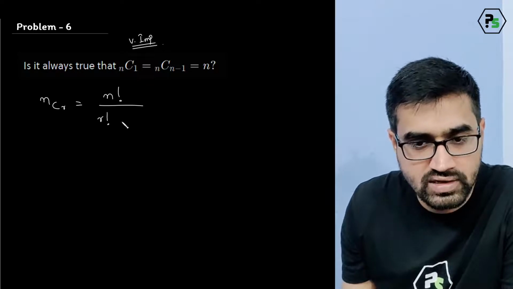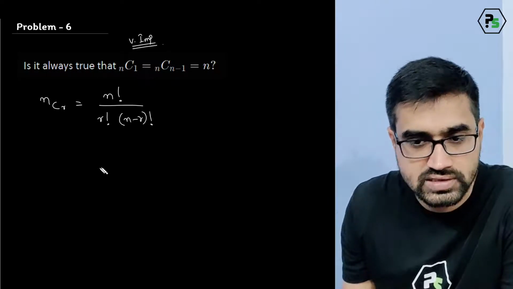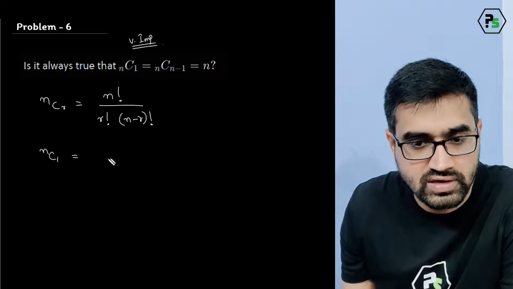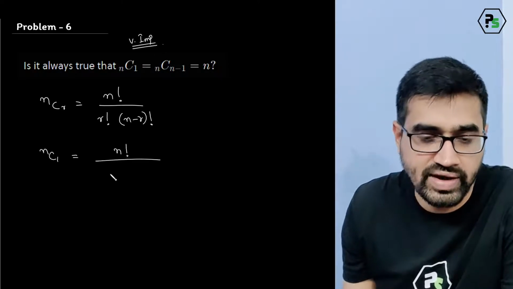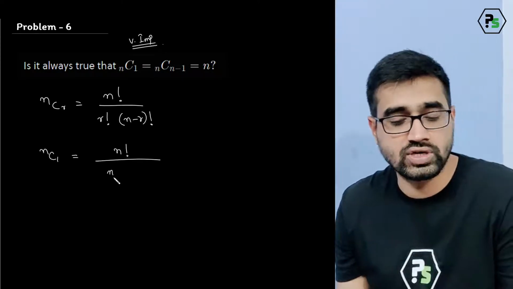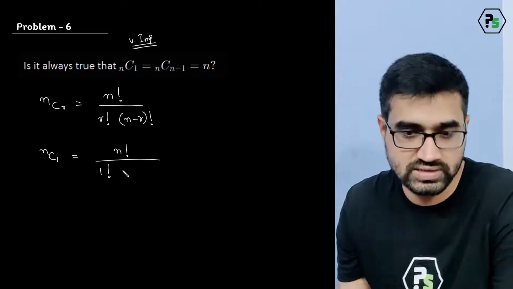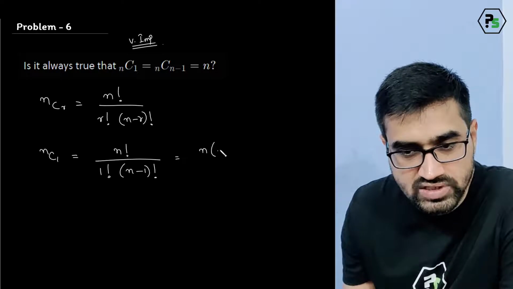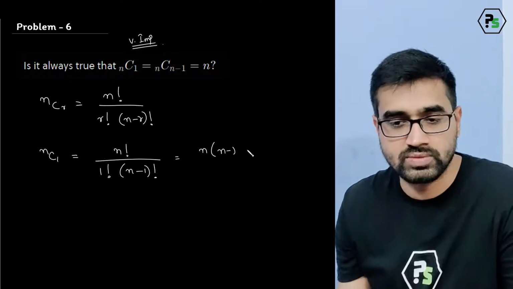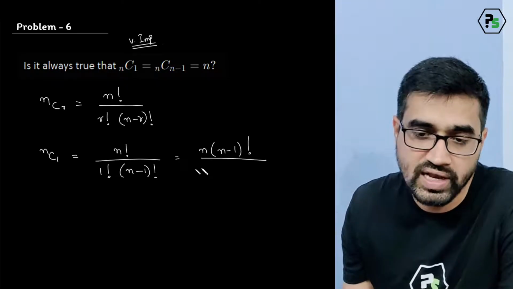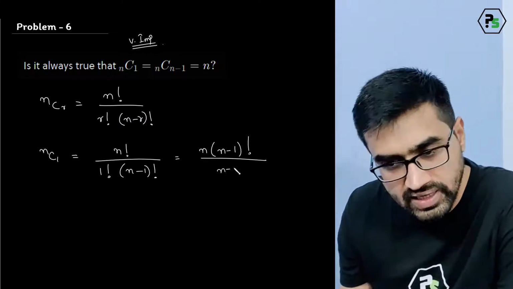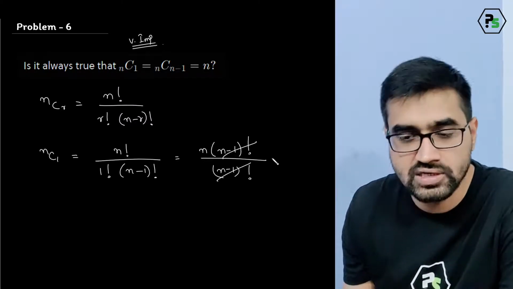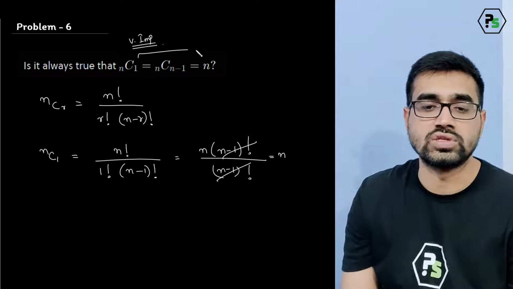So we know that this is the case. Let us talk about nC1. So this is n factorial divided by 1 factorial times (n minus 1) factorial, though you know that it is n1 only. Okay, so what we get is n factorial, which is n times (n minus 1) factorial. 1 factorial is 1, and this is (n minus 1) factorial. This will get cancelled, so it is just n. Yeah, it is true.